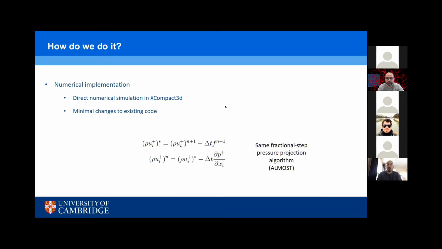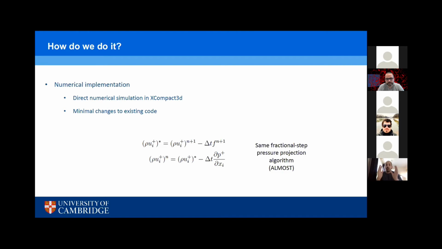I'll only say that the idea why we chose a continuous adjoint and not a discrete adjoint, this is something some people might be familiar with, is that this would involve minimal changes to the existing code. The idea was to use all the existing infrastructure that has already been written to solve just a slightly different set of equations. So it's almost the same fractional step pressure projection algorithm. The only difference that we make is that we pass a flag to the same old subroutines saying whether we're going forward direction or the adjoint direction, and that just changes a sign here and there.